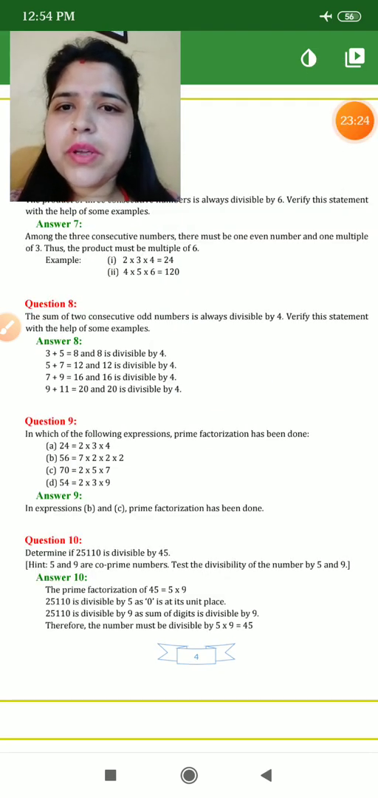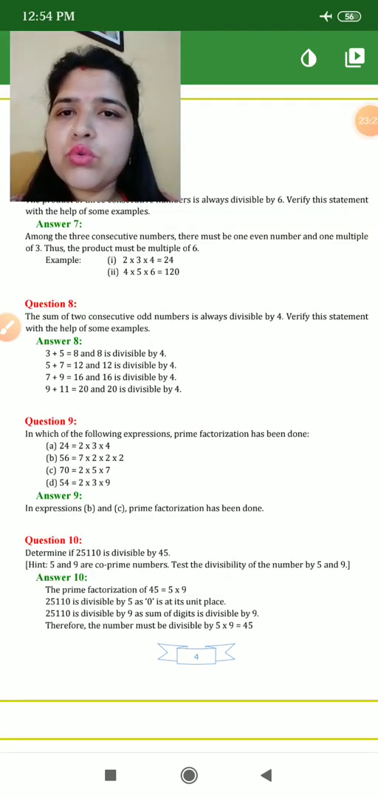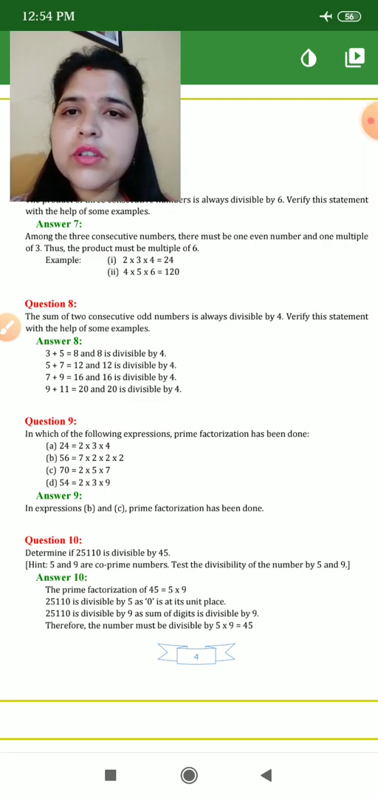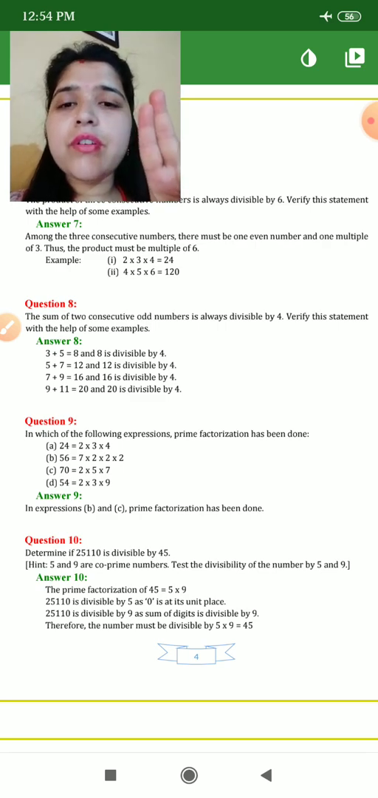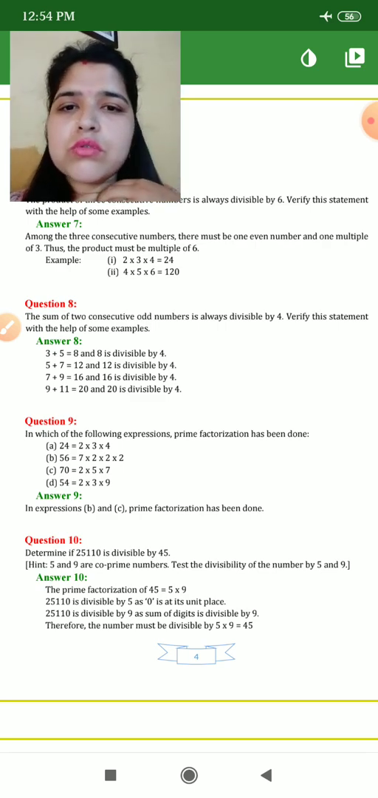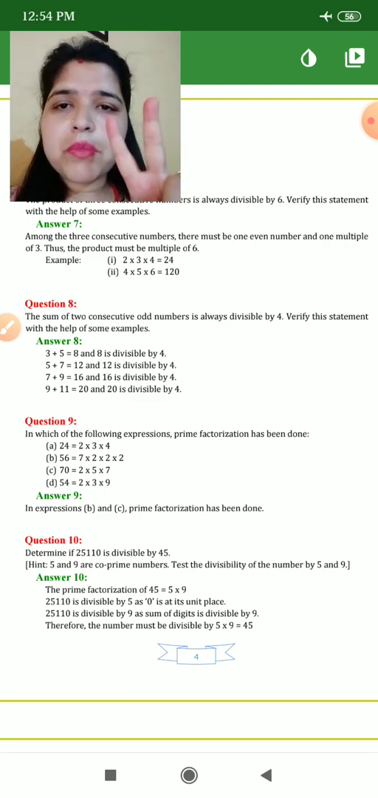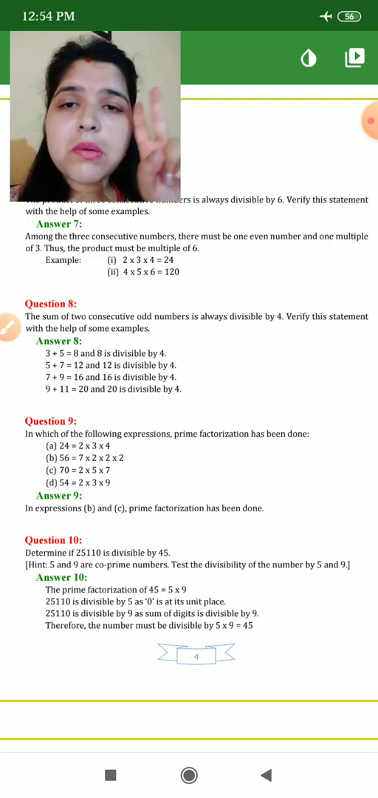Look at question number 8. The sum of two consecutive odd numbers is always divisible by 4. Odd numbers are what? Which are not divisible by 2. Verify this statement with the help of some examples. It means it is saying that the sum of two consecutive numbers, which should be odd, should be divisible by 4. See, you have to take two odd numbers, and the sum should be divisible by 4.